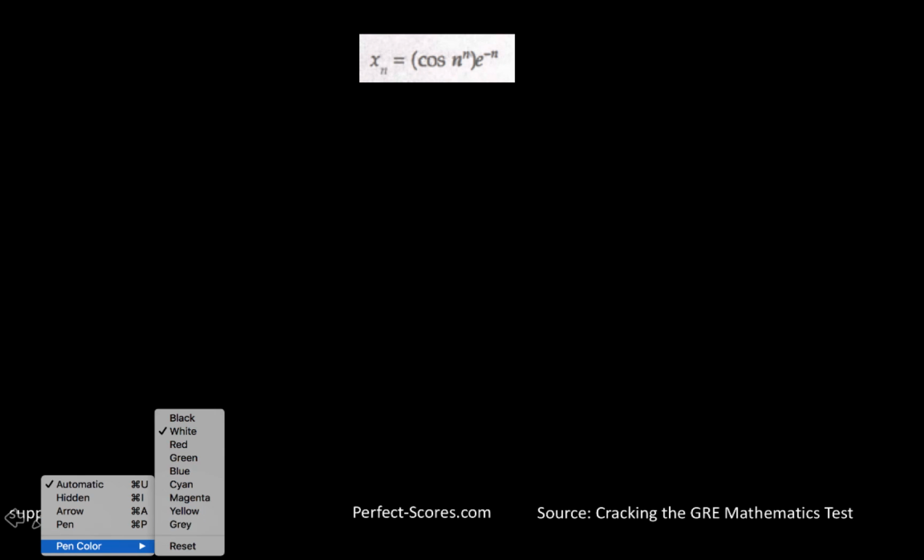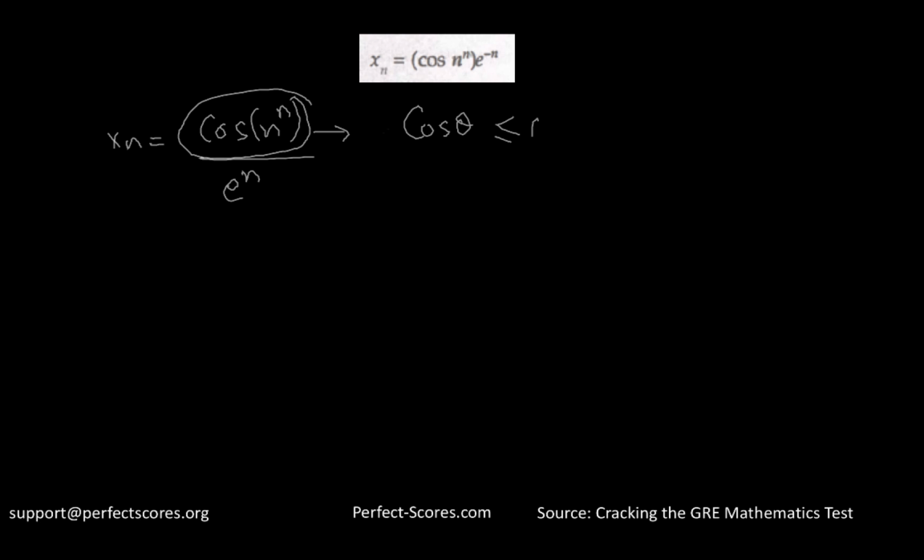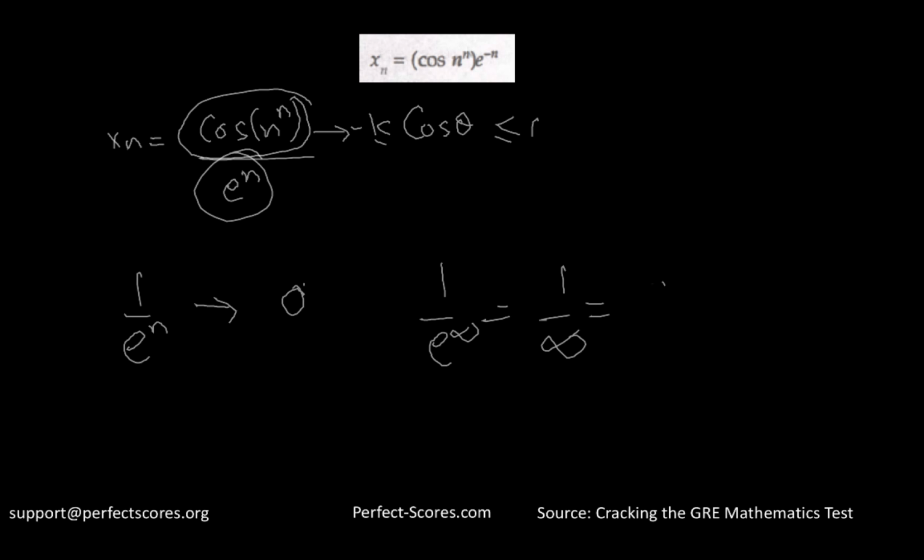Okay, so we have this one here. If I want to write it in a normal form, this is cos of n raised to the power n divided by e raised to the power n. Now this thing over here is always going to be between 1 and minus 1, because cos theta is always between 1 and negative 1. And this thing over here, 1 over e raised to the power n, is something which is going to converge to 0, because 1 over e raised to the power infinity is 1 over infinity, which goes to 0. And this is a bounded value. It's going to stay from 1 to -1, which means that xn is going to converge to 0.